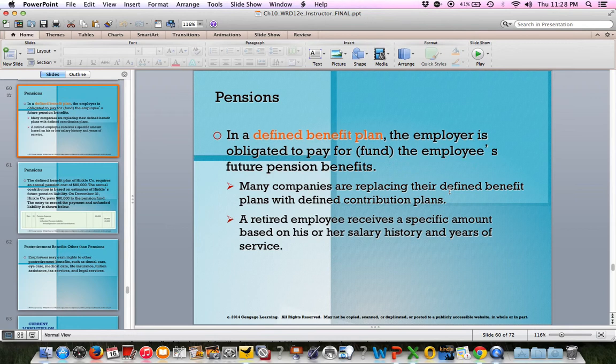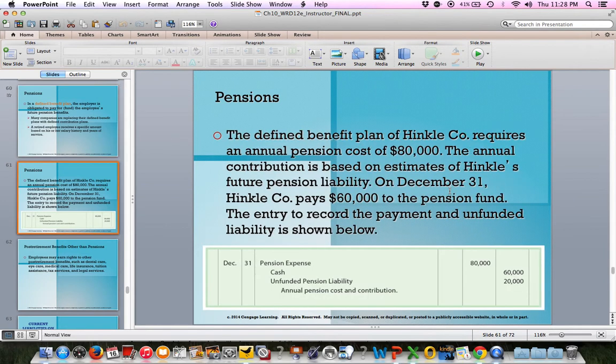In a defined benefit plan, the employer is obligated to pay for or fund the employee's future pension benefits. Many companies are replacing their defined benefit plans with defined contribution plans. A retired employee receives a specific amount based on her salary history and years of service. The defined benefit pension plan of Hinkle Company requires an annual pension cost of $80,000. The annual contributions are based on their estimate of Hinkle's future pension liabilities.